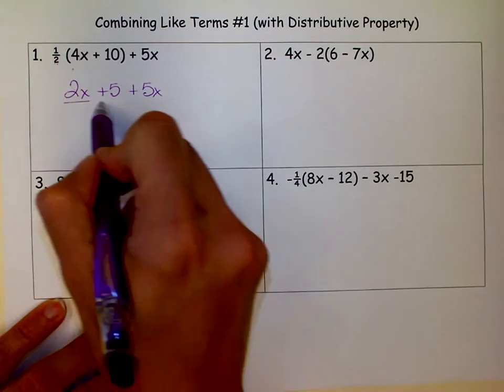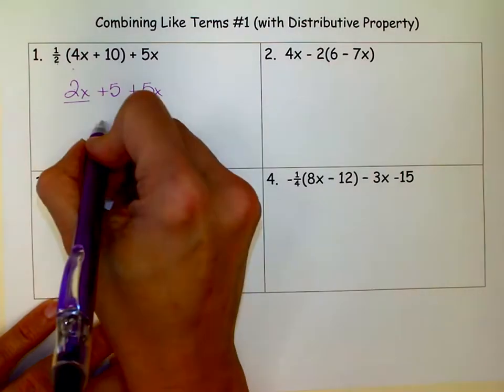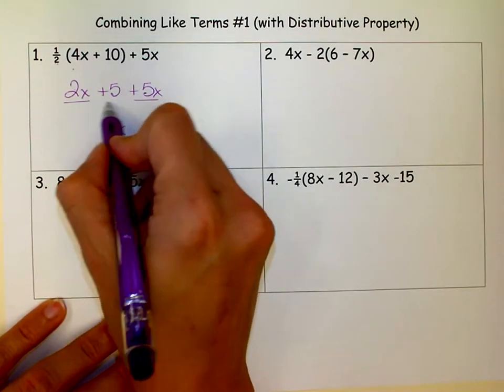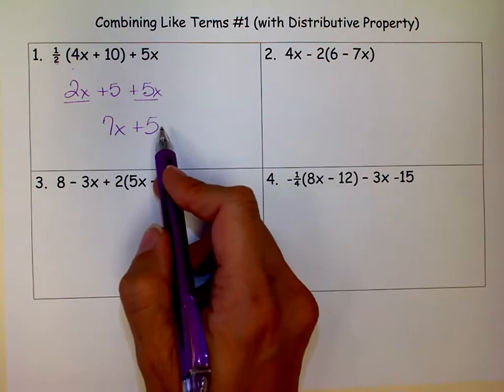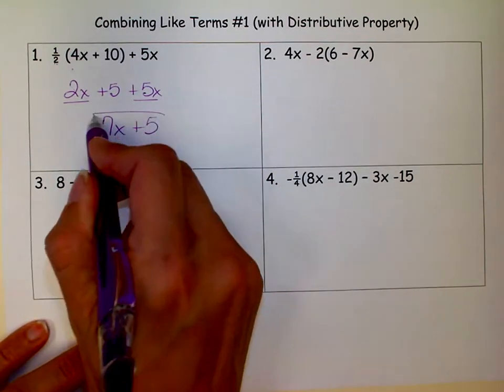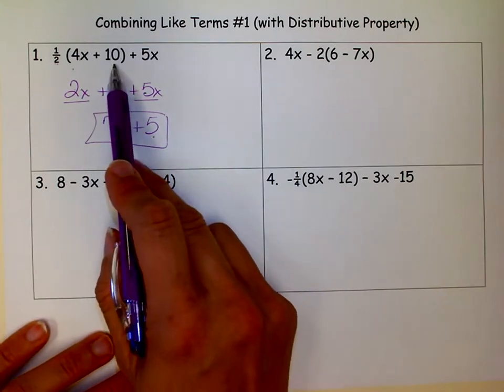Well, I can only combine x's with x's. So 2x plus 5x is 7x, and there's only one constant or one number without an x, so I just add that at the end because I can't combine it. So the answer is 7x plus 5. So this is the simplified version of that.